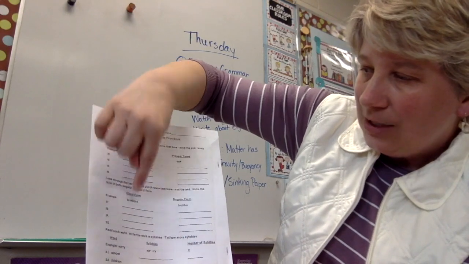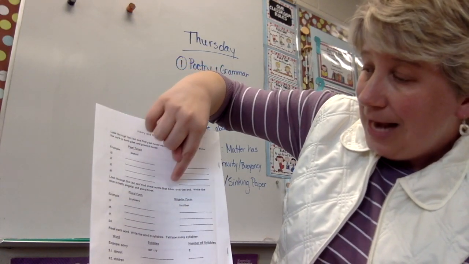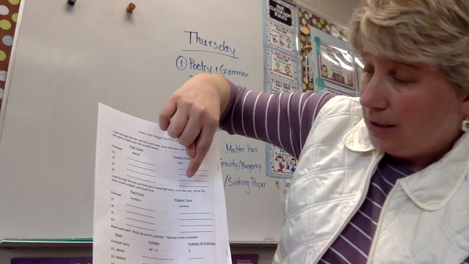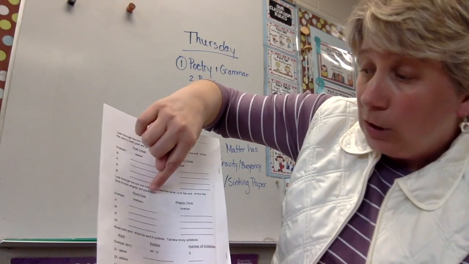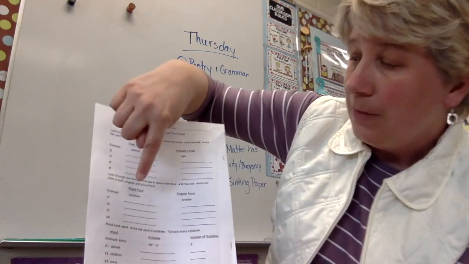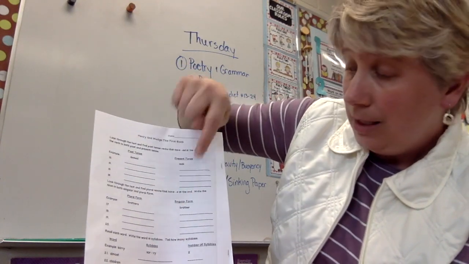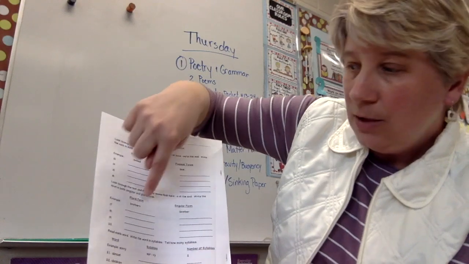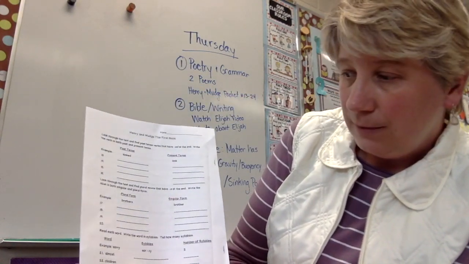And then the next section, it says look through the text and find plural nouns that have s at the end. Write the noun in both singular and plural form. So when it's plural, there's just an S at the end. So they show an example, brothers. Now, if you take that S off and there's only one, you say brother. So look through the book and see if you can find plurals of different words.